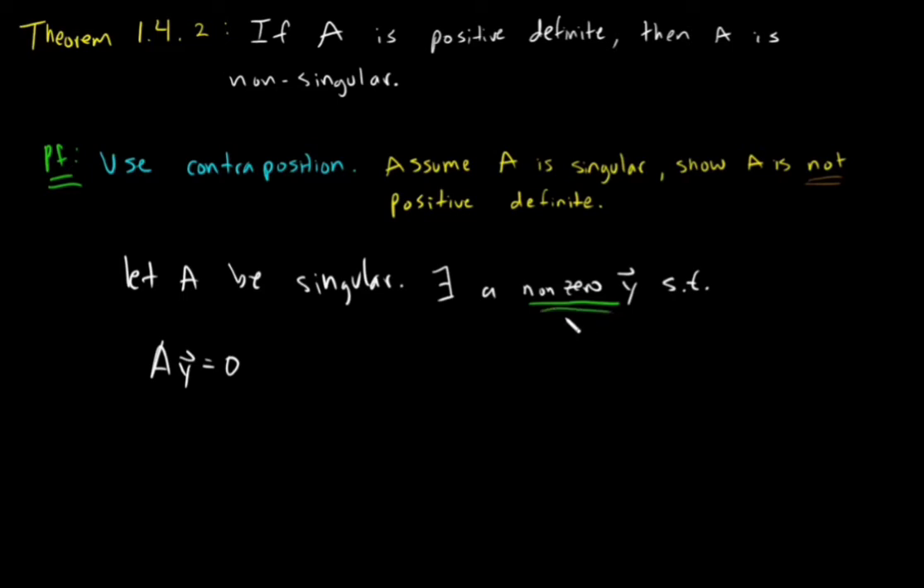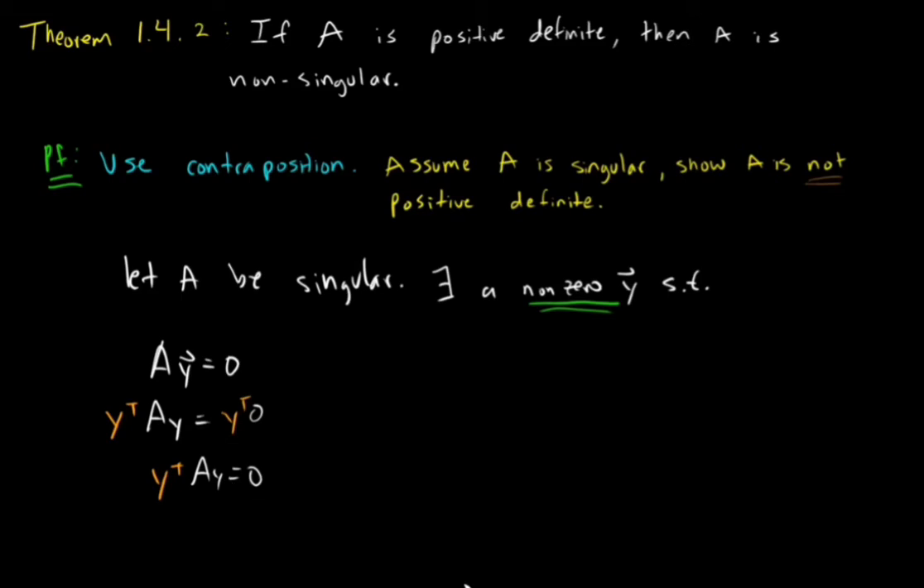Now, once we have that, we can go ahead and multiply both sides by the transpose of y. So y transpose times A times y will give you y transpose times 0. But the right-hand side just goes to 0. Thus, we're left with just y transpose A y equals 0.